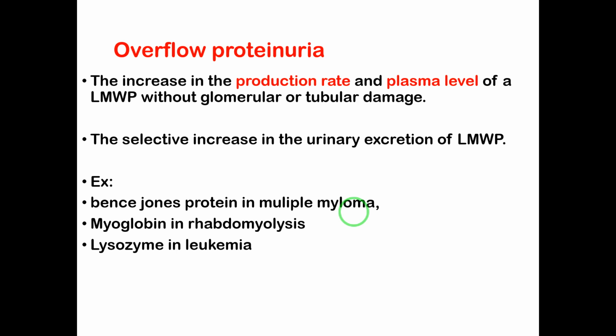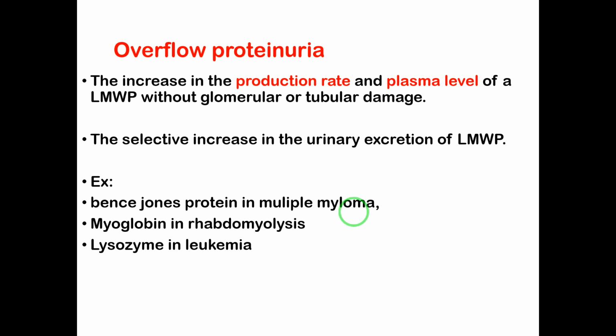The other type is the overflow proteinuria. In this condition, the glomerulus is normal, the tubule is normal, but there is overproduction of a certain type of protein beyond the capacity of the tubule to reabsorb it, so the excess will appear in the urine. So in overflow proteinuria, we have first of all normal glomerular function, normal tubular function, but there will be overproduction of a certain type of protein. This overproduction is beyond the capacity of the tubule to reabsorb, so it will appear in the urine.